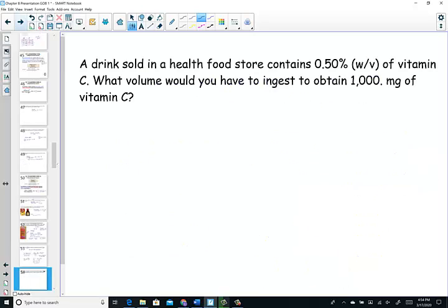A drink sold in a health food store contains 0.50% weight by volume of vitamin C. What volume would you have to ingest to obtain 1,000 milligrams of vitamin C? Let's take this very definition. 0.5% tells me there's 0.5 grams of vitamin C contained in 100 mils of solution. That's the definition of percent weight by volume, grams in 100 mils. Set up your ratio, set up a proportion.